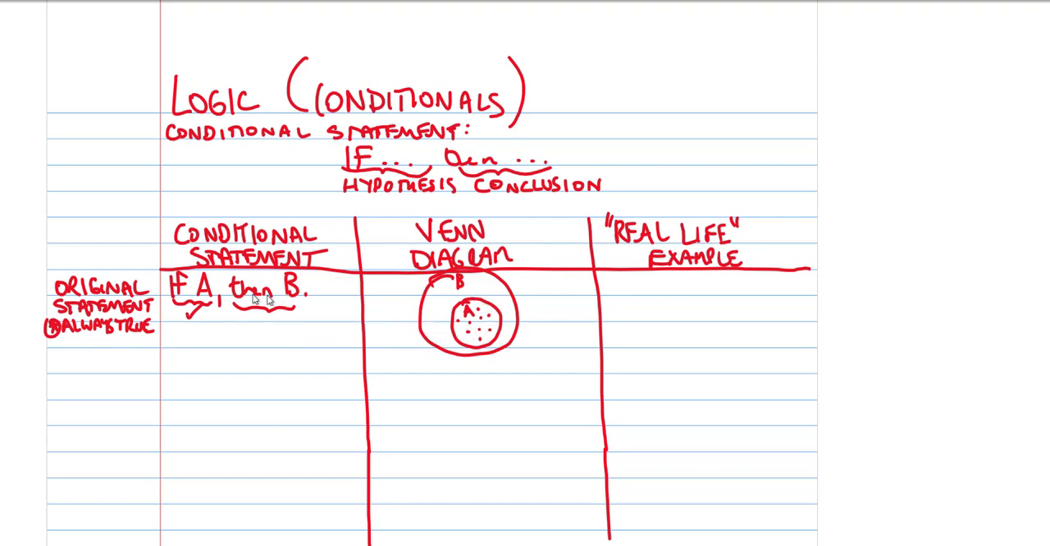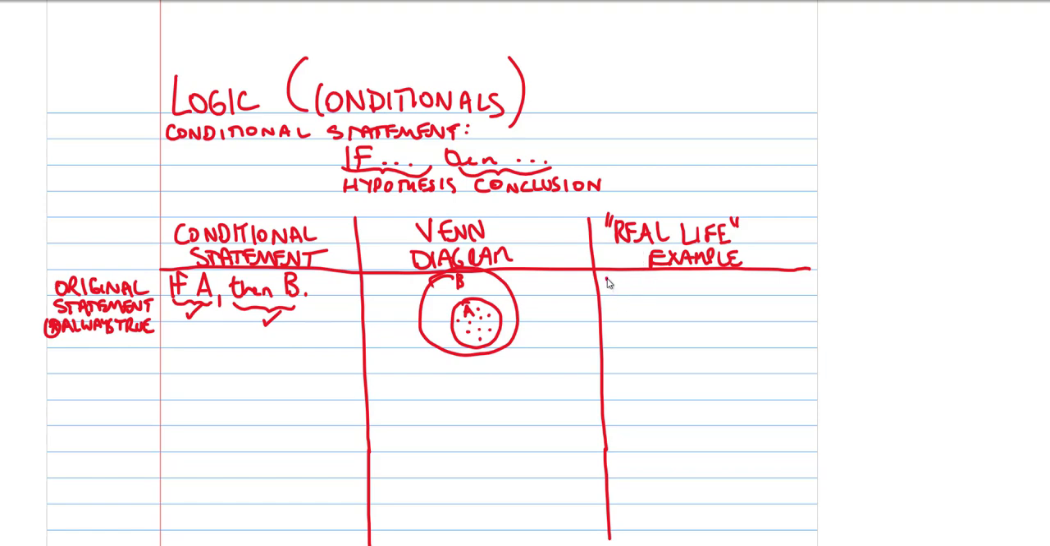So it is true that if you are an A, if you are contained within that A set, then you must also be contained within the B set, because the A set is completely contained within the B set. So if you satisfy the hypothesis here, the A part, then you will also necessarily satisfy the B part. That Venn diagram represents what is going on in this conditional if A then B statement.